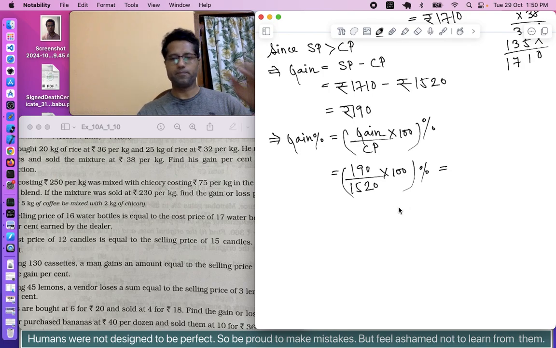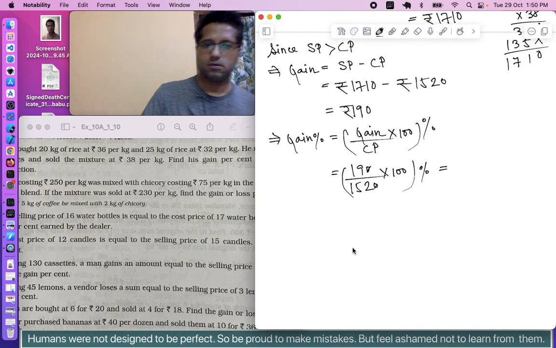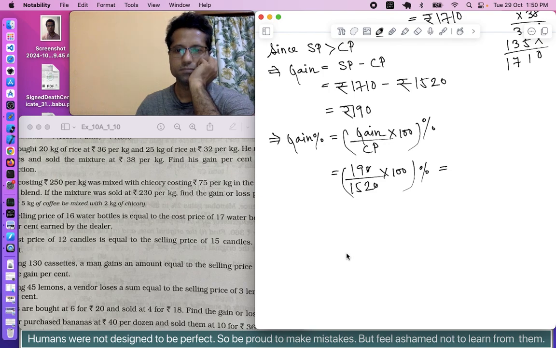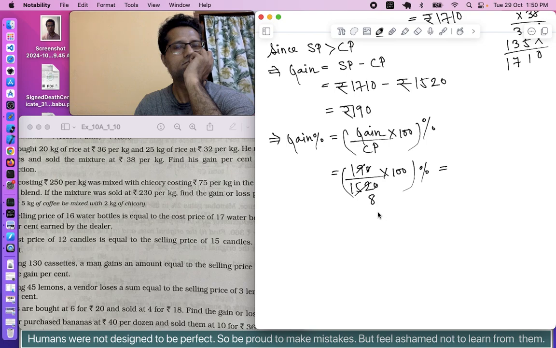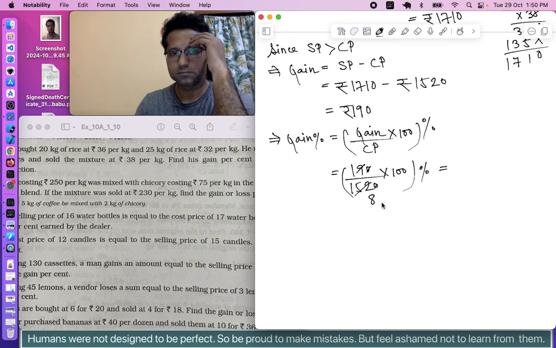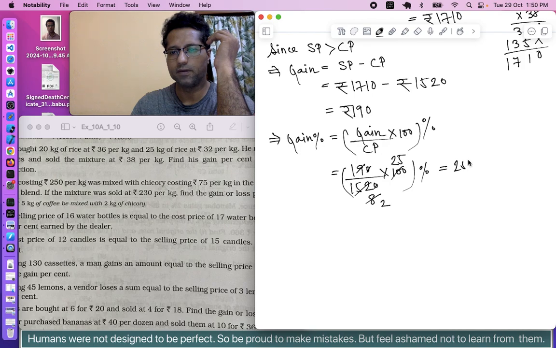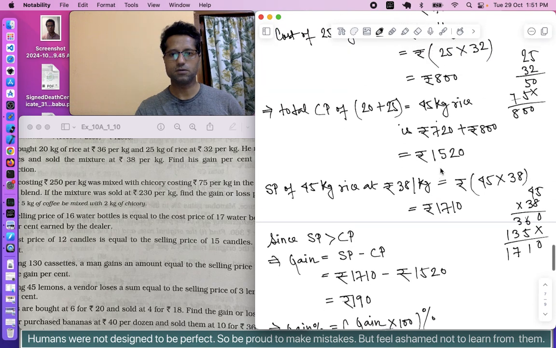So this will be equal to, 0 cancels out and 19 divides 152 with 8, and 8 divides into 4 to get 25 by 2 percentage, which is equal to 12.5 percentage. So this was question 6.